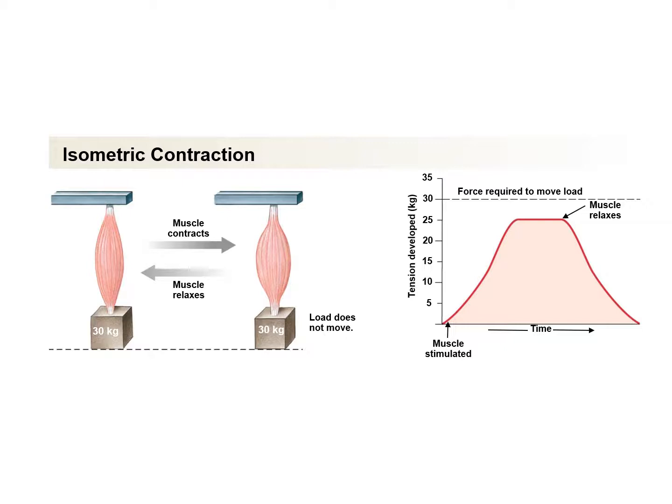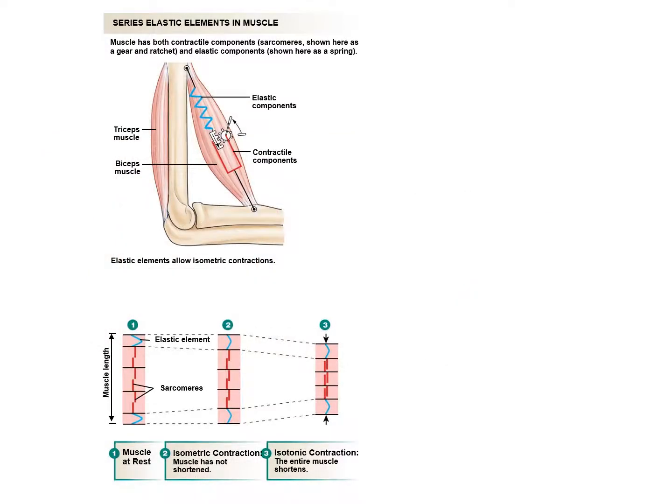So here's an isometric contraction. Again, the muscle is contracting, but the load does not move. We achieve maximal contraction, or whatever maximal force we achieve. Load doesn't move, and then we relax again. And so this is a nice little figure down here at the bottom.